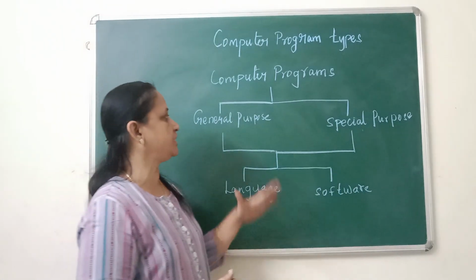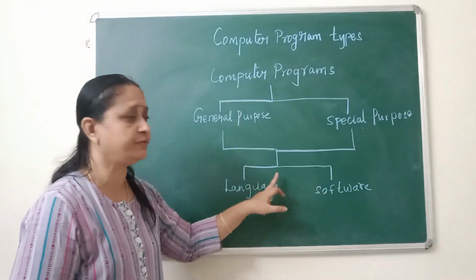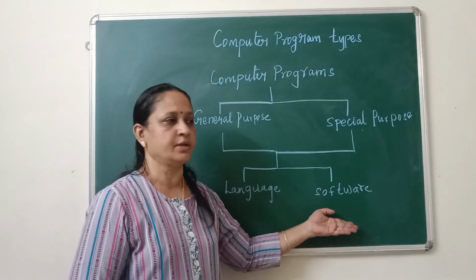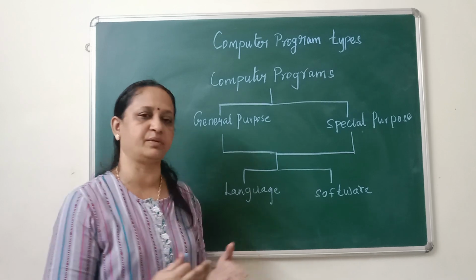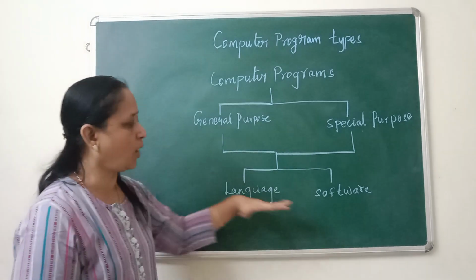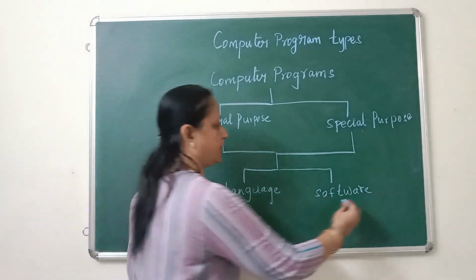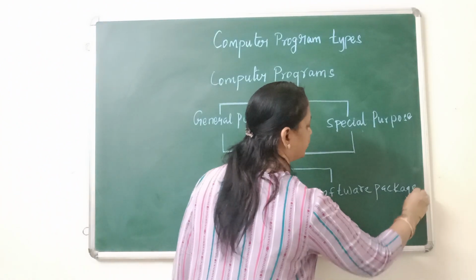Whether it's a general purpose software or a special purpose software, both can be further subdivided into a language or a software. We say programming language and sometimes we call it a software package. So what is the difference between a programming language and a software, which you can also name a software package? What is actually the difference between these two things?